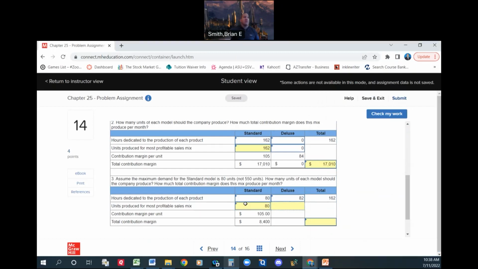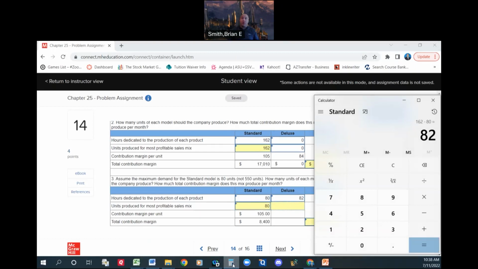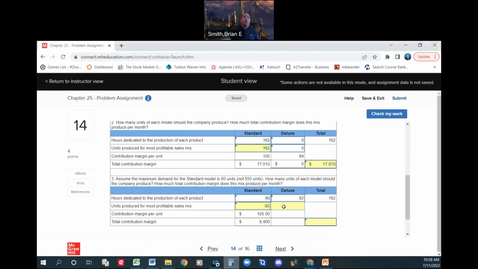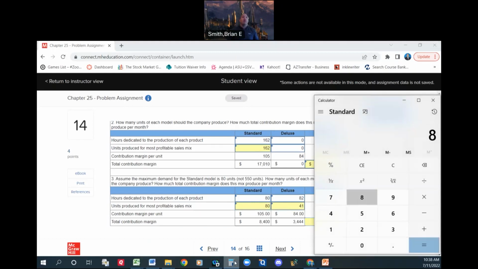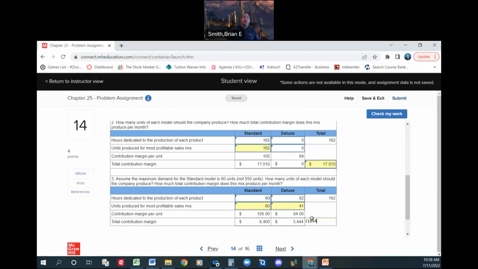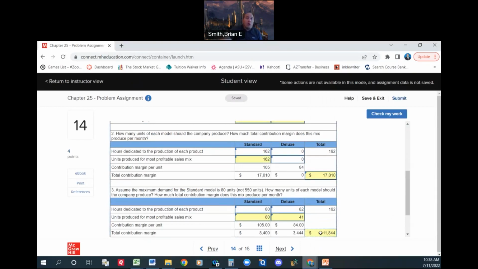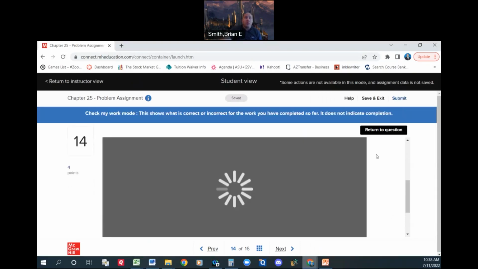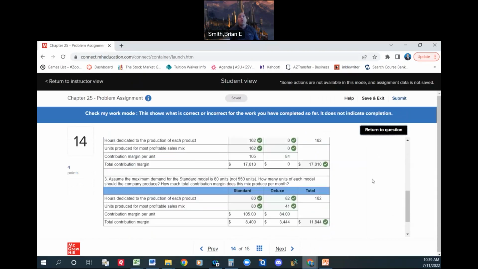And the reason for that is because it's 1 hour per unit here. Here it's 2 hours. So in order to calculate the number of units, we've got to take 82 and divide that by 2. We're going to make 41 units here. And so our sales mix here is going to give us 8,400 plus 3,444, sorry, 11,844. All right, and so let's check our work there, and I think we should be good now that I kind of figured out what they're trying to say there.